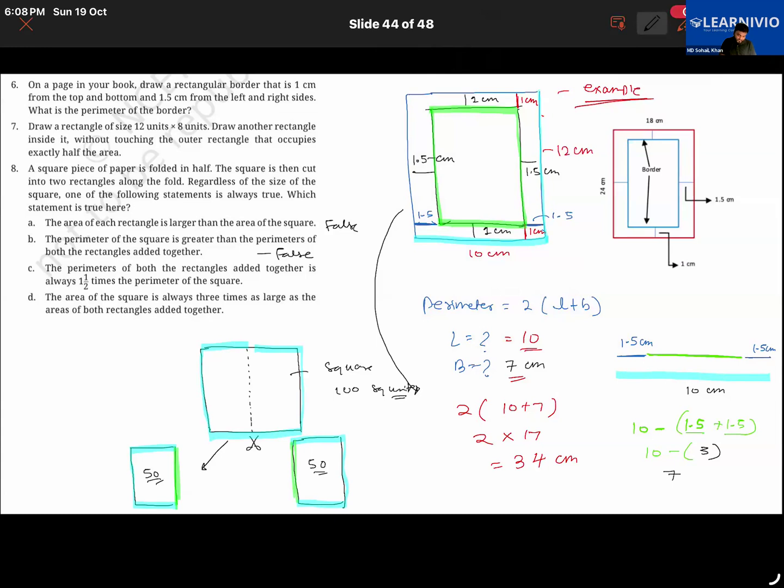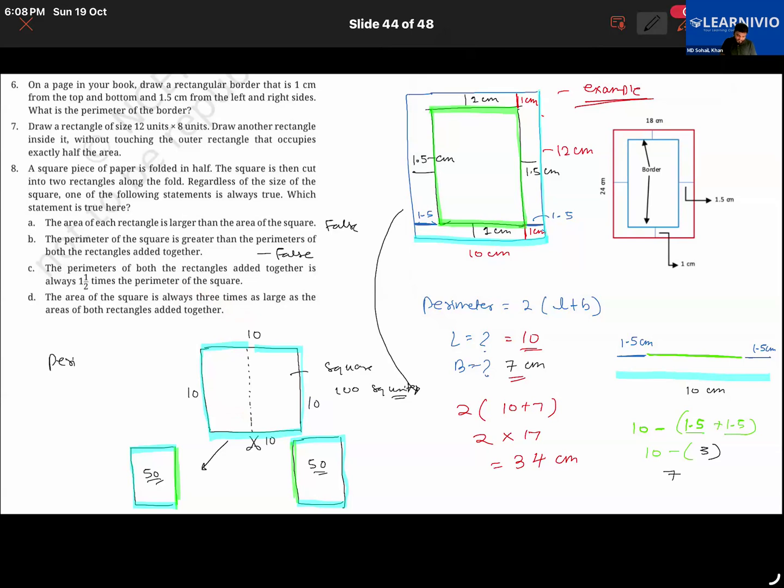We have to find which of the following is true here. The perimeter of both the rectangles added together is always 1.5 times the perimeter of the square. In order to understand that, let us suppose that the length and the breadth of this square is 10 by 10.